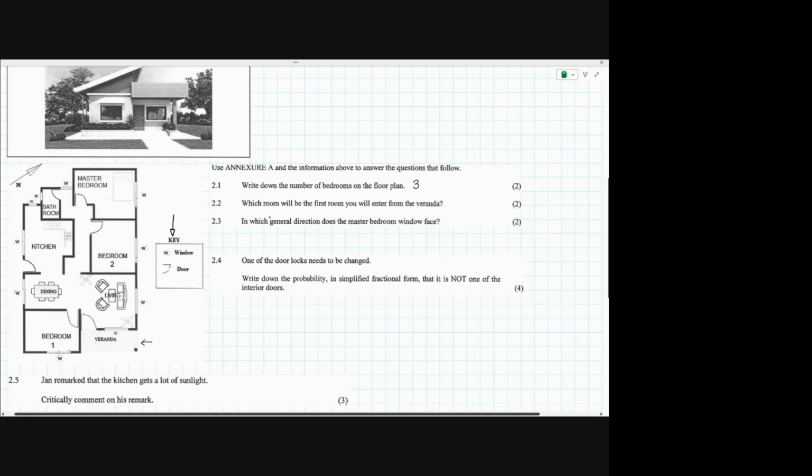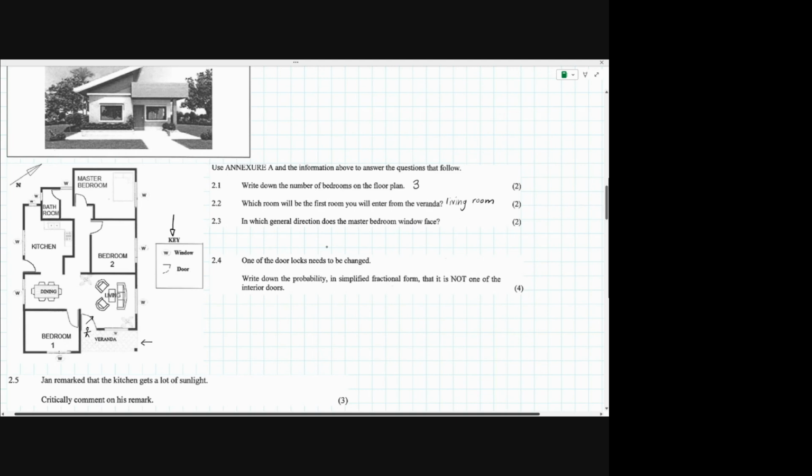The next question says, which room will be the first room you will enter from the veranda? So what do you think? Wouldn't it be the living room because of the door there? Nice, exactly. That's really important. We need to take note of the door, and we need to take note of where the door leads. Here's the door. You can only get into the house from here, which means you're going to go into the living room. So this is our living room.